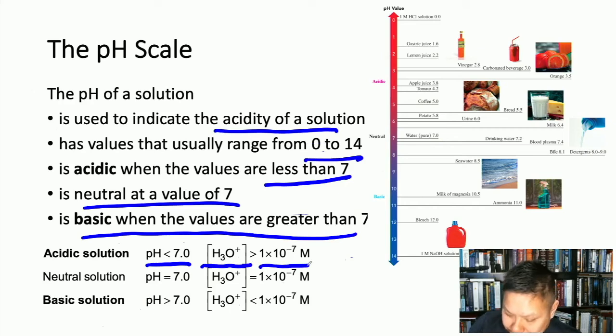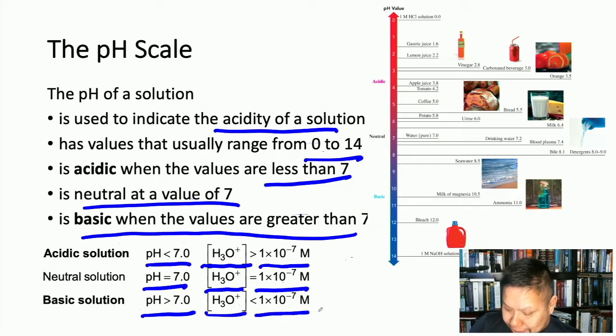In a neutral solution where pH equals 7, the hydronium ion concentration is equal to 1 times 10 to the negative 7 concentration, right? And then in a basic solution where the pH is greater than 7, the hydronium ion concentration is less than 1 times 10 to the negative 7, right?